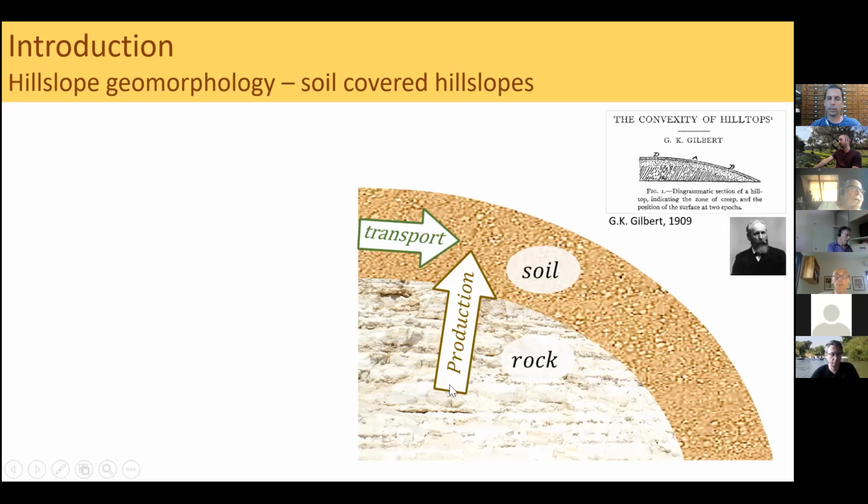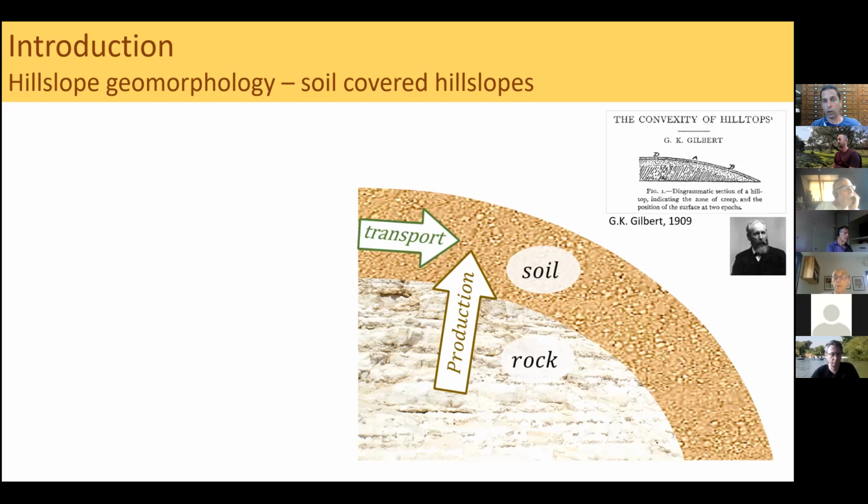So what he explained is that if you look at a hillslope that is covered with soil, and you imagine that at some point upslope, soil is produced from the weathering of the rock beneath, then you have soil produced, but the soil is also transported downslope. And if we go downslope, then we also have more soil produced, but we also get the soil that was transported from above.